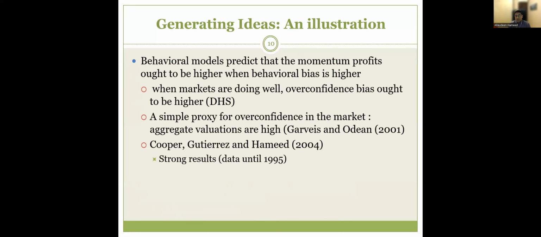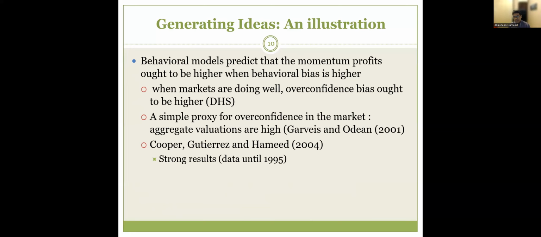So that's exactly what we did. We said, are momentum profits higher when the market is more overconfident, which is when aggregate valuations are high? And that's what we found in the paper. So that helps to distinguish the different sources of why there's momentum profit. And it shows that there's a significant role for behavioral models to explain why we see momentum.